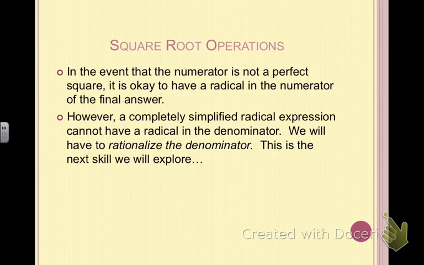There are a few things to make note of. If the numerator is not a perfect square, it is okay to have a radical in the numerator in your final simplification. However, if the denominator is not a perfect square, we cannot leave a radical in the denominator.